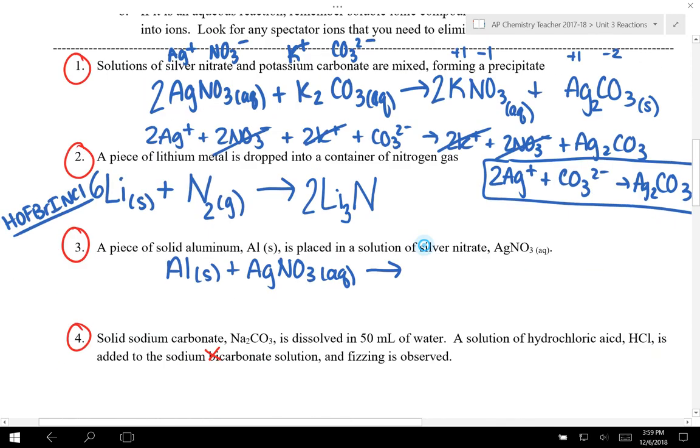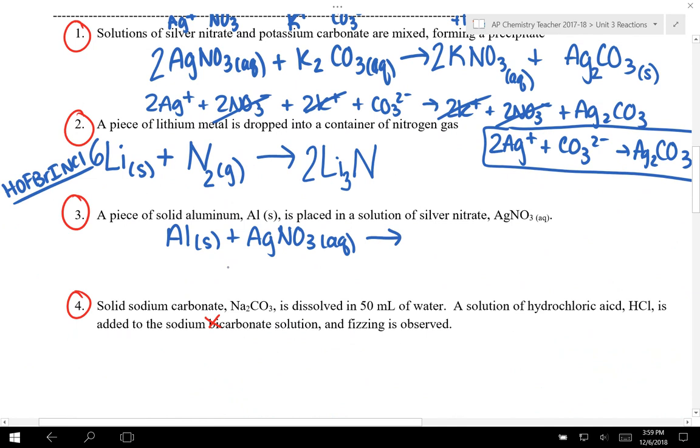What happens in a single displacement is it's kind of like a double displacement in that the metals switch places, but what's different is one of your metals will be in its elemental form. So when the silver and aluminum switch places, I'm going to end up with elemental silver, pure solid silver. And now the aluminum is going to take the place of silver, and it's going to combine with the nitrate.